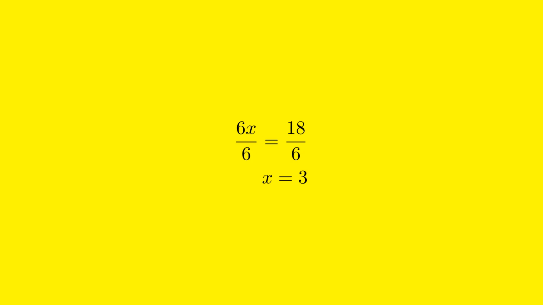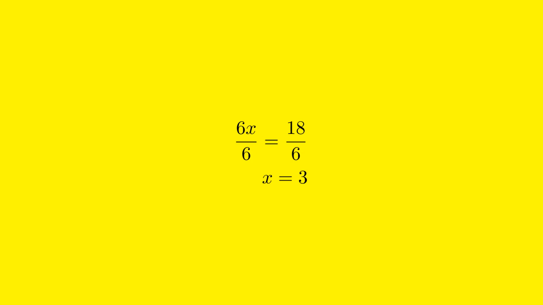When we divide 6x by 6, it simplifies to just x because 6 divided by 6 is 1, and 1 times x is simply x. On the other side of the equation, we also divide 18 by 6. 18 divided by 6 equals 3. Therefore, x equals 3 is the solution.